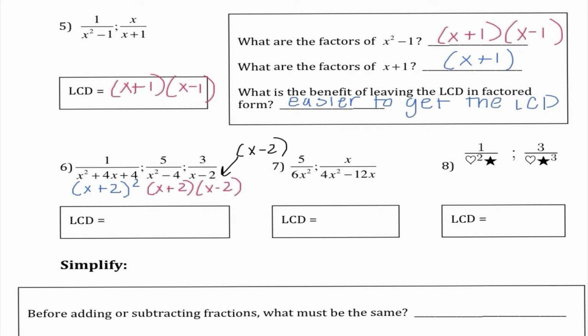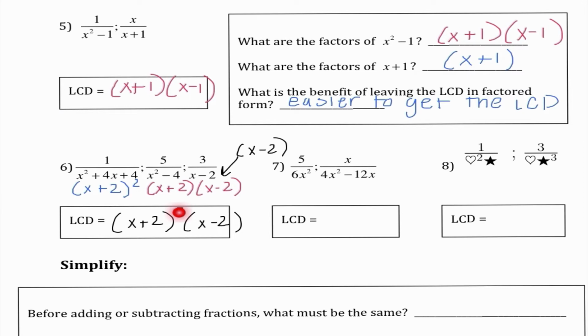So some things I noticed, once again, we only have 2 bases here, x plus 2 and x minus 2. However, this time, we have some higher exponents. If I look at all my x plus 2's, I notice that my highest exponent is squared. If I look at all my x minus 2's, I notice the highest exponent is 1. So my LCD here is the quantity x plus 2 squared times x minus 2.